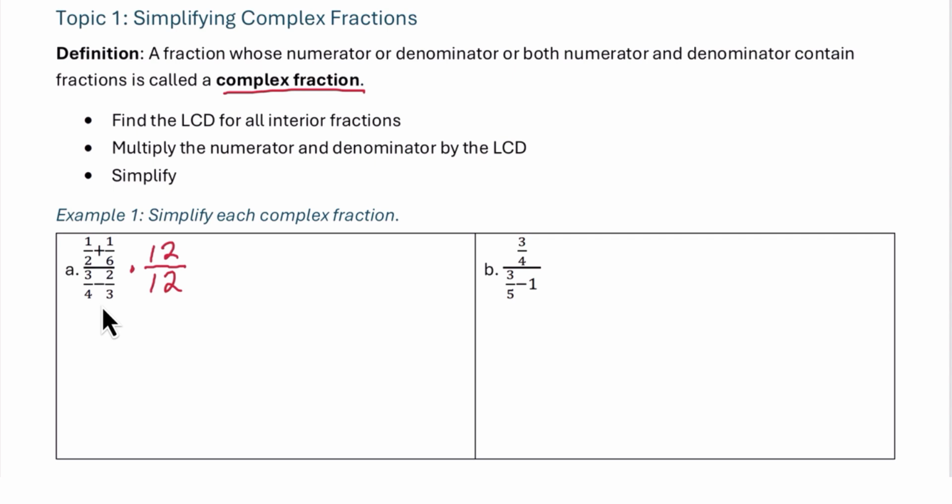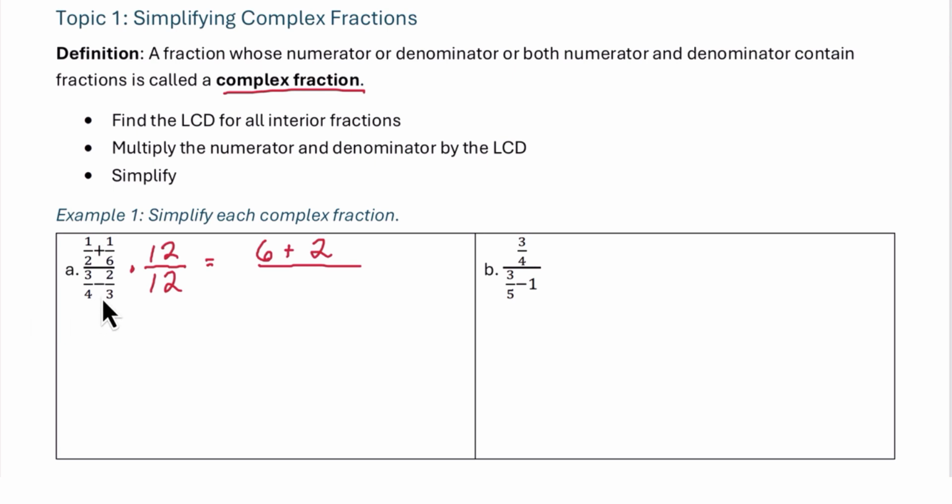So now when we go through and multiply, we have 1/2 times 12. 2 goes into 12 6 times. 6 times 1 is 6. Then we have plus. We'll do the same thing in the second fraction, multiplying 1/6 times 12. 6 goes into 12 2 times. 2 times 1 is 2.